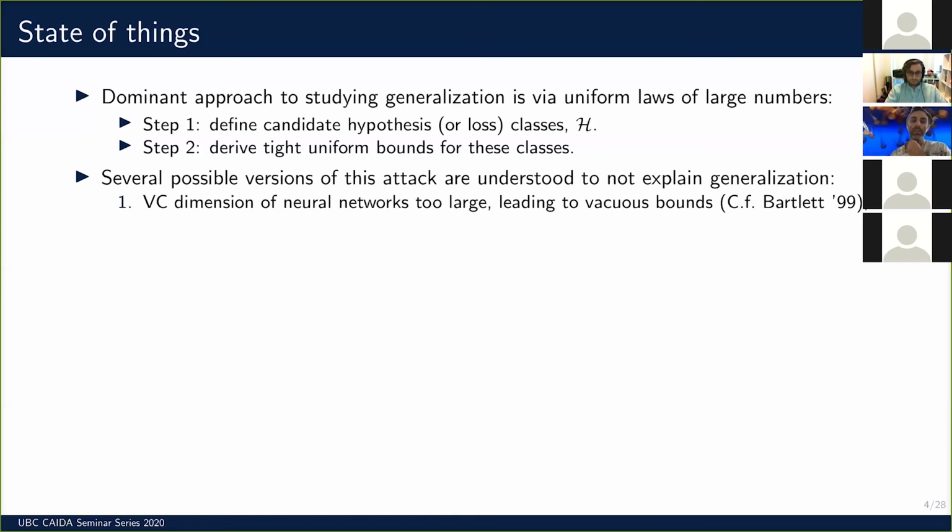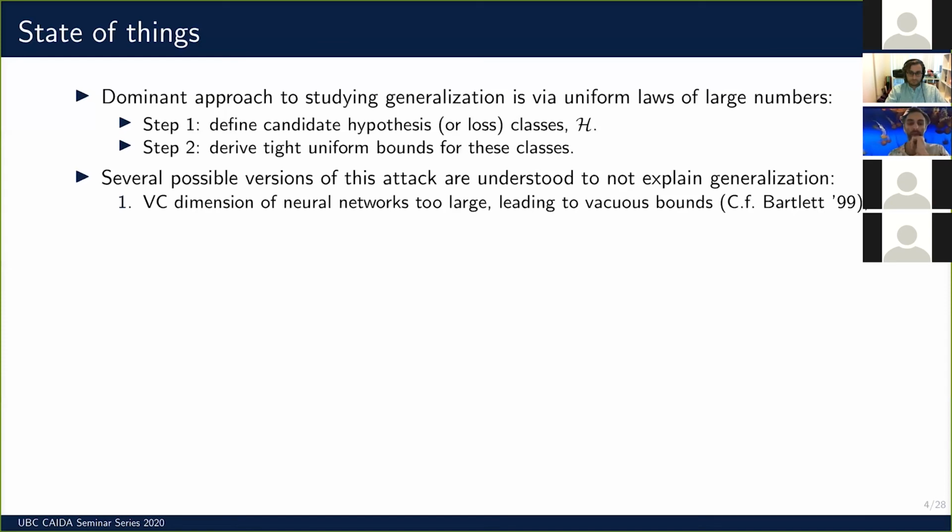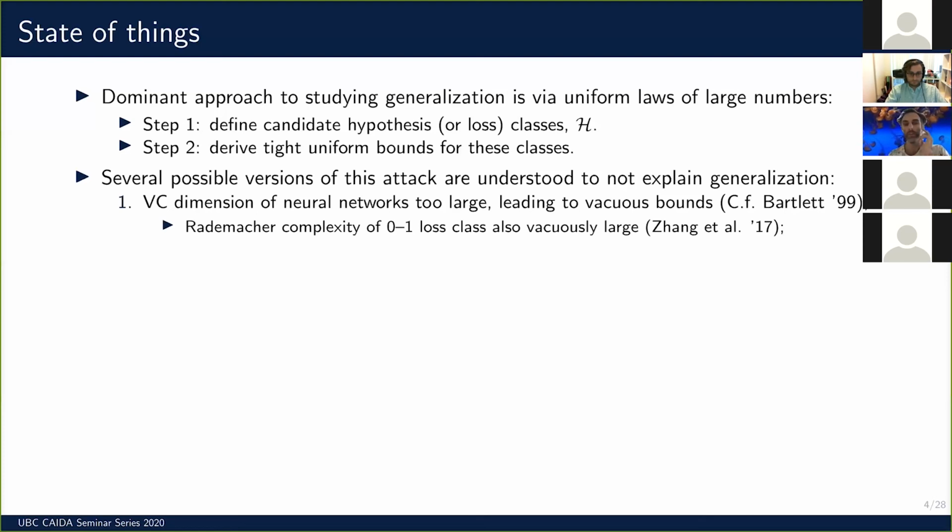So the simplest, most beautiful, but also most pessimistic theory is that of VC dimensions. VC dimensions of neural networks are just too large, and they lead to vacuous bounds. Now, you have to be careful when you talk about VC dimensions. You have to specify what class you're talking about, and so just to be precise, I'm talking about the 0-1 loss class, so just pure binary classification, no scale sensitivity at all. Now, VC dimension doesn't care about the distribution you're dealing with. Just to mention, the idea that VC dimension doesn't explain neural networks goes at least as far back as Bartlett in the late 90s.